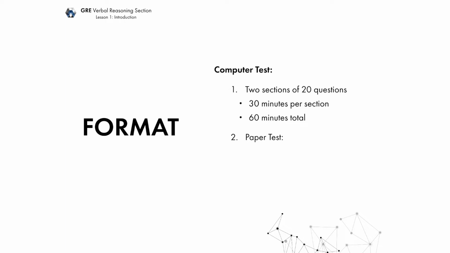The paper test, on the other hand, is 2 sections of 25 questions, so a few more questions per section. But in exchange, you get a little extra time. So instead of 20 questions, 30 minutes, it's 25 questions, 35 minutes. So in that case, you would have 70 minutes total for 50 questions. So that's just our general format here.